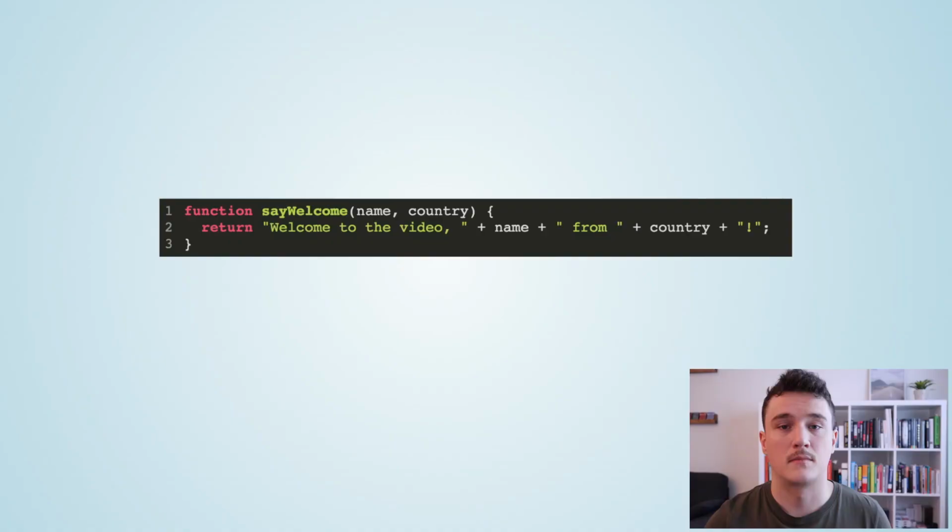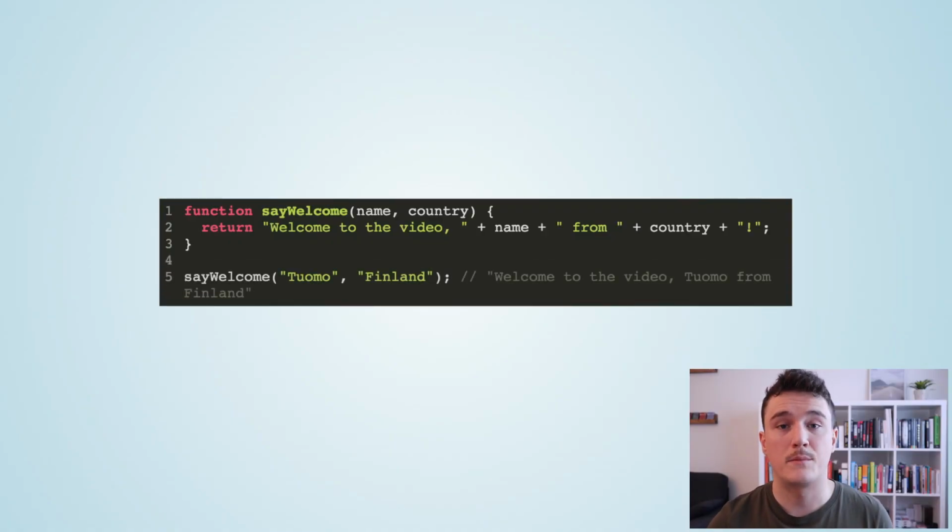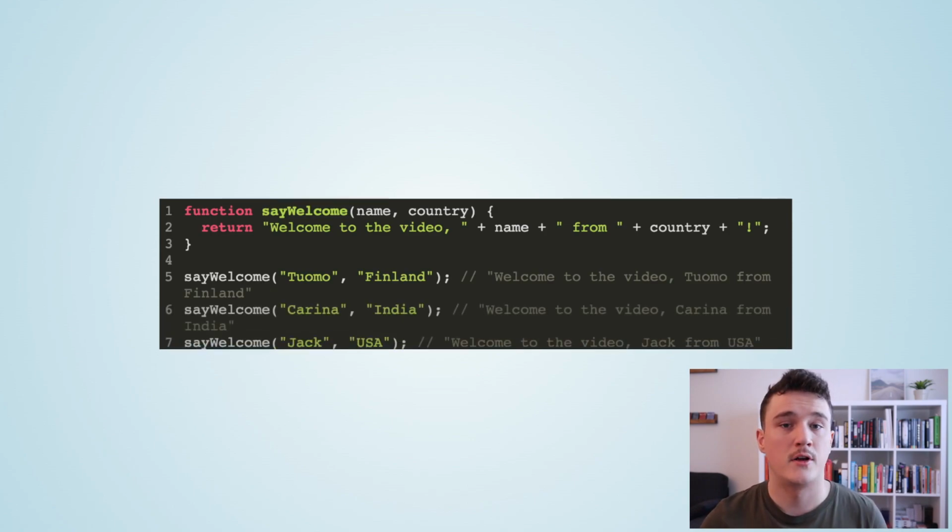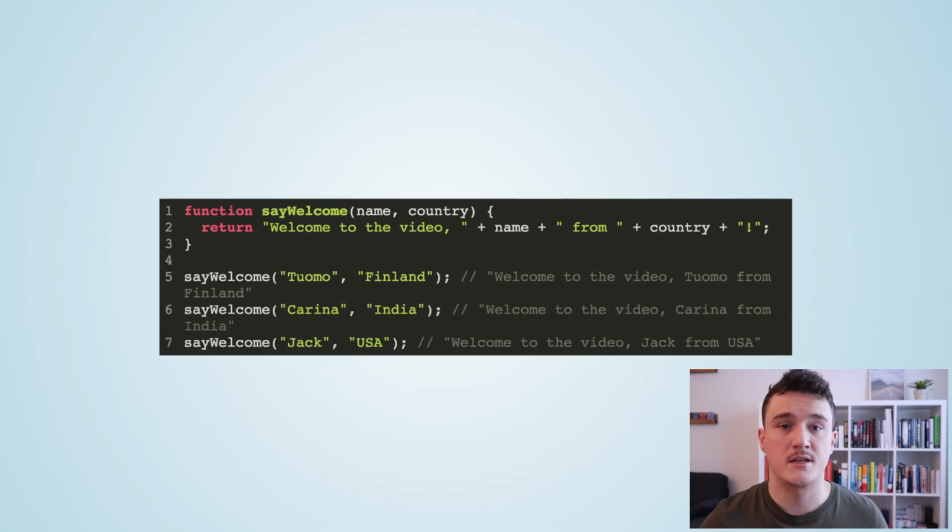And it's important to remember that the parameters need to be in the same order as they are in the function declaration. So now when calling the function, we pass in a value for the user's name first, and then a value for the country, separated with a comma. And if we want to use this function for another user, we can do so by just changing the values for the parameters.